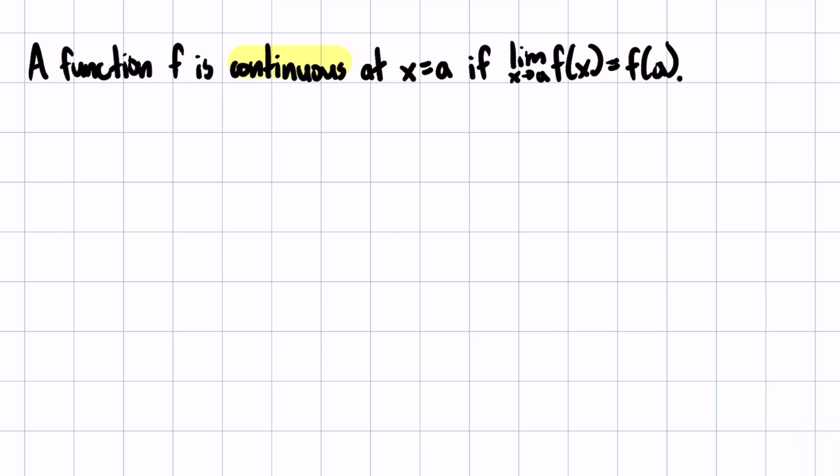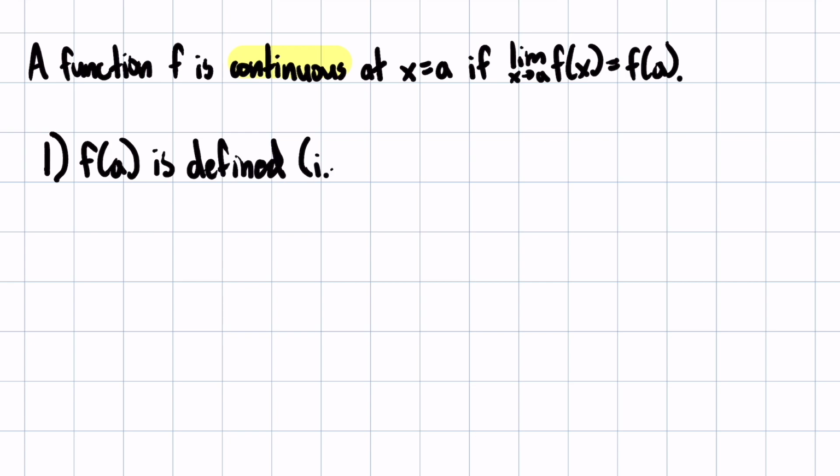A function f is going to be continuous at a point x equals a if the limit of the function going to that point is equal to the value of the function at that point. So there are three implicit requirements here, right? In order for this equality to be true, both sides of the equality must exist, and then those sides must also be equal to each other. So the first thing is f of a is defined, right? f of a exists. So in order for this to be true, a must be in the domain of f.